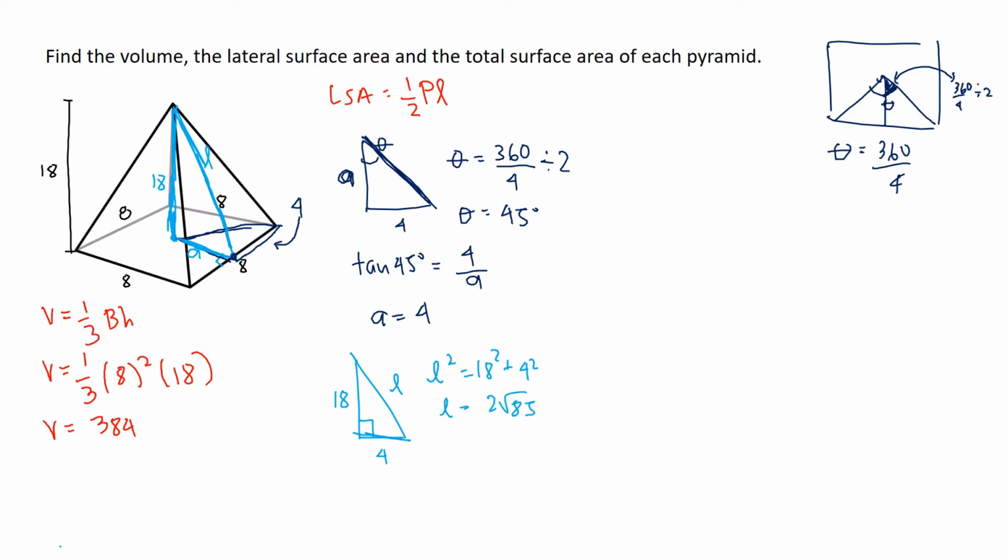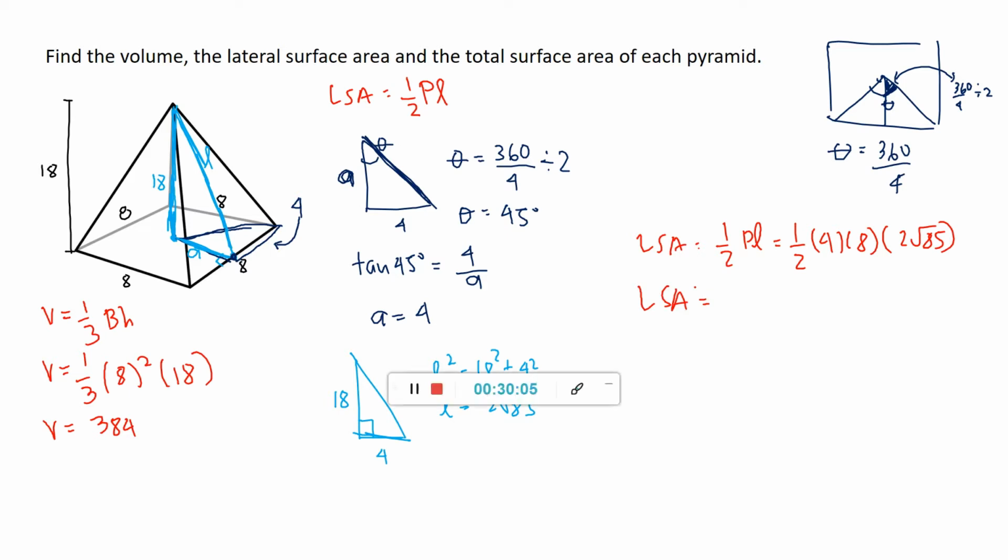Okay, so now we can solve for the lateral surface area. That is equal to 1/2 perimeter times the slant height. So that is 1/2. How much is your perimeter? That's 8 plus 8 plus 8 plus 8, so 4 times 8. How much is your slant height? 2 square root of 85. Solving for the lateral surface area, how much did you get, class? It's 295.